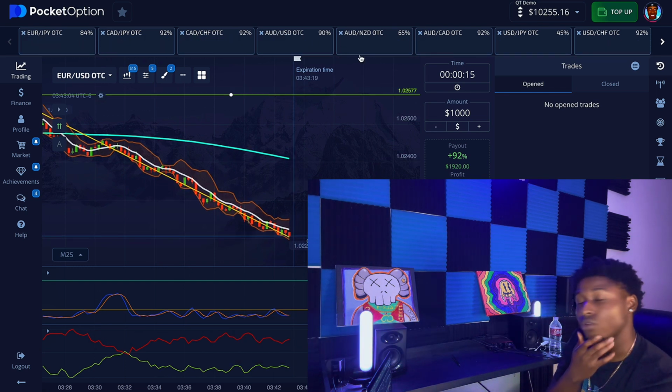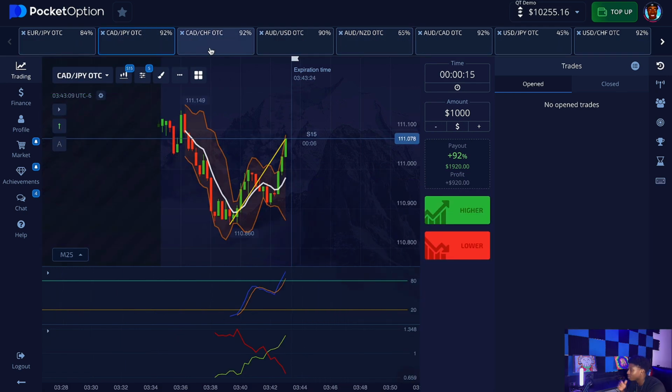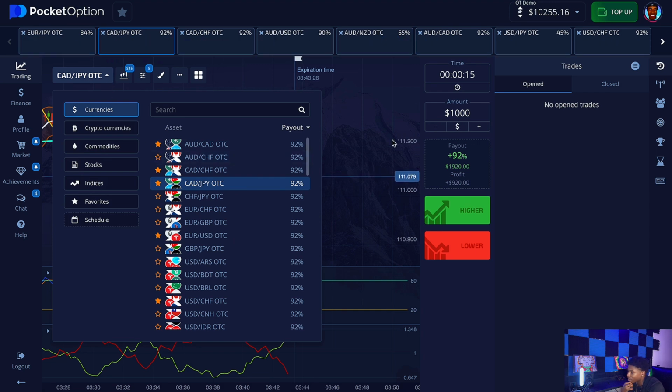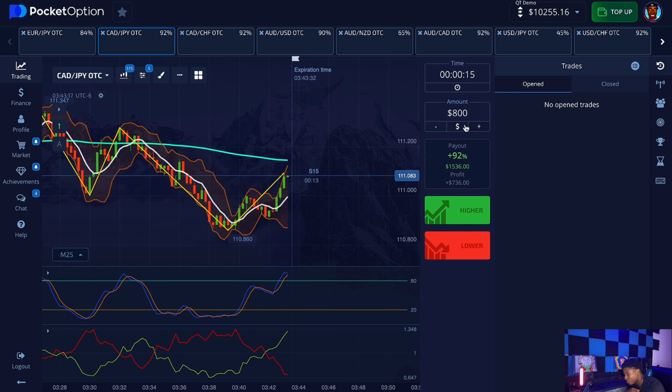But also another thing that I want to show you guys is that you could set favorites. So all of these currency pairs up here are favorites, and the way you do this, you just press these stars in the corner, and this is how you boost your trade amount right here. And you can also boost this to the percentage.